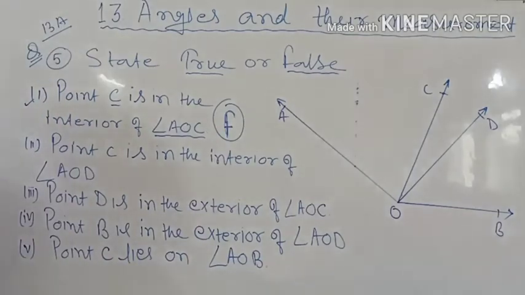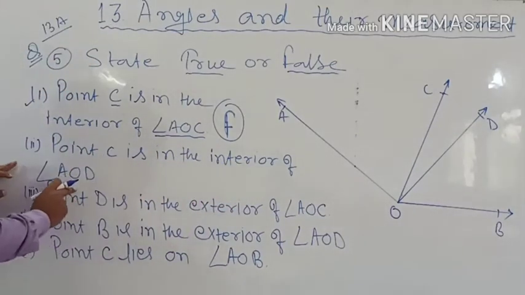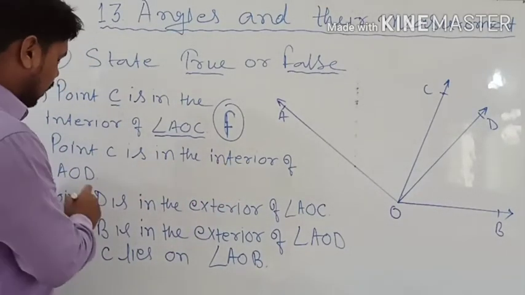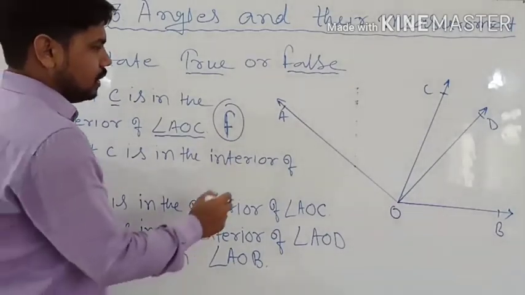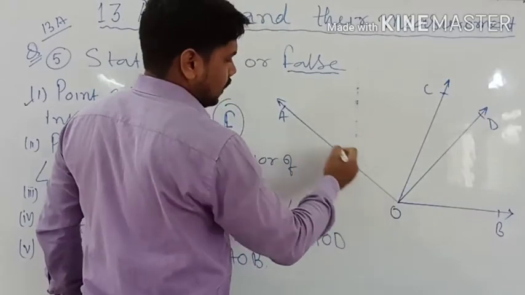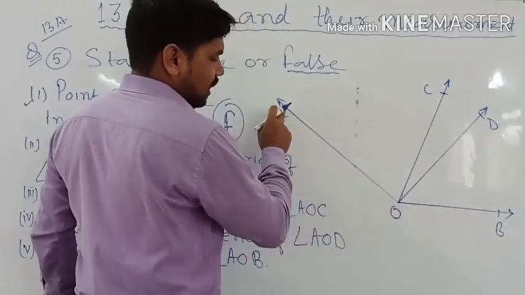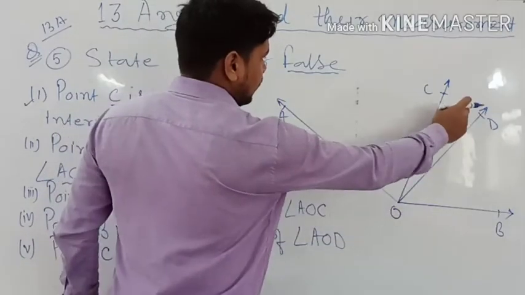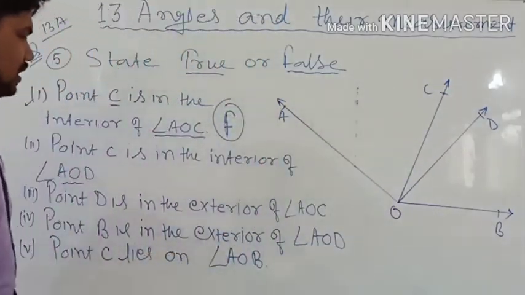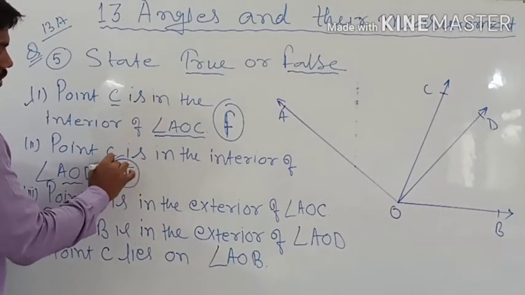Now talking about the second statement: point C is in the interior of AOD. So this is the angle AOD. Now it is asking whether point C is interior of AOD. Yes, definitely you can see point C is inside AOD. So this statement will be true.